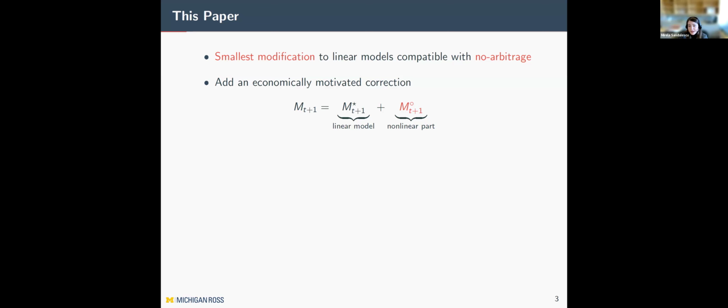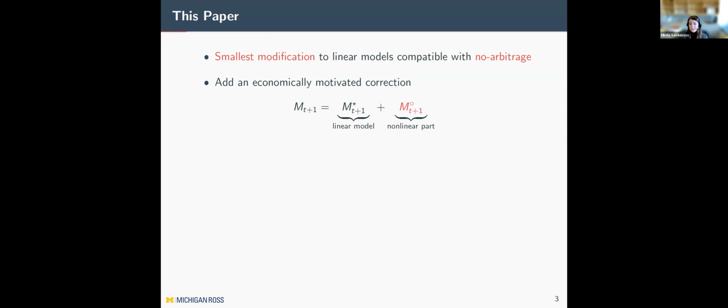And following the intuition from the seminal work of Hansen and Jagannathan, we are going to recognize that the model with the smallest variance is simply going to be a linear combination of the assets that are available to investors, right? So essentially what we are going to have in this paper is that the linear model is simply going to be a linear projection. Think about the Hansen-Jagannathan one on the set of assets that are available to investors. And then this nonlinear component is going to be there to ensure that the no arbitrage condition is satisfied.